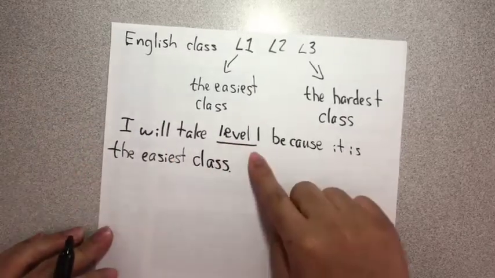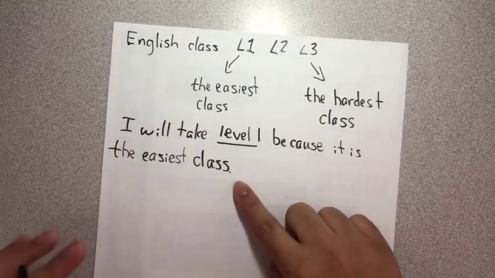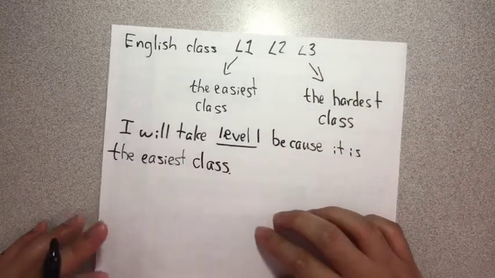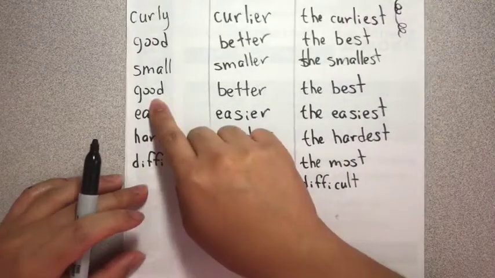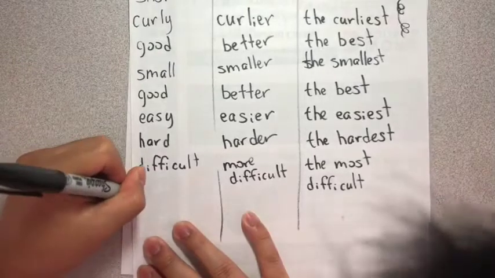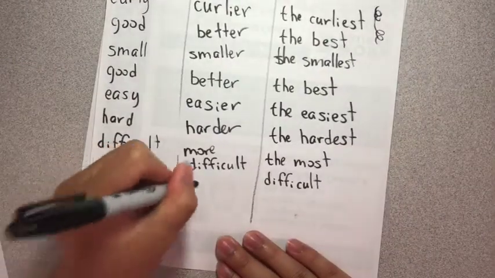Okay, so I will take level 1 because it is the easiest class. Or maybe I will take level 3 because it is the hardest class. And then we have good, better, and best. So now let's do bad. We have bad. When we're talking about two things, we have worse.